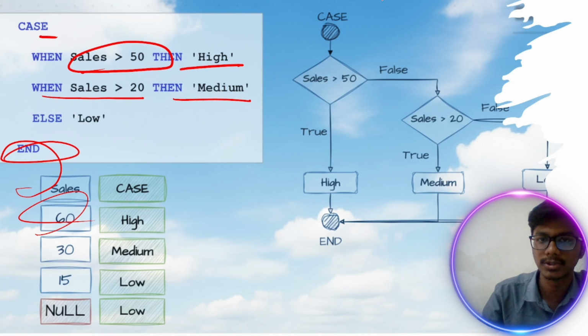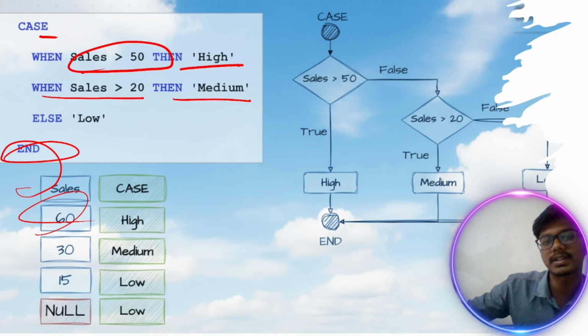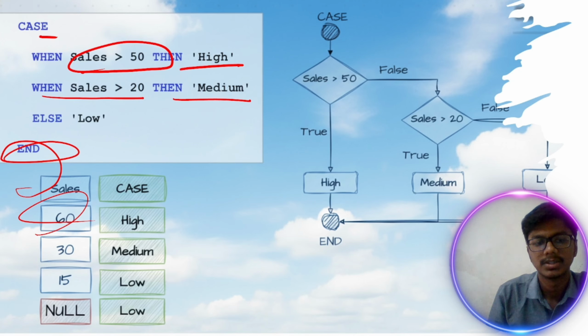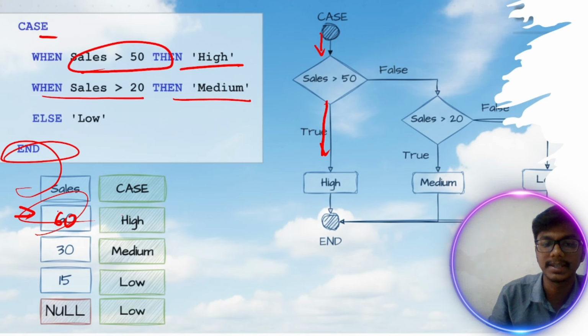Now let's get into the flow chart of this. Let's start with an example and later we will connect with the flow chart. So now the query comes here and checks whether the sales is greater than 50. Yes, the sales is greater than 50. So it is true and the condition ends, and it will print as high. So I just want to print it out as high.